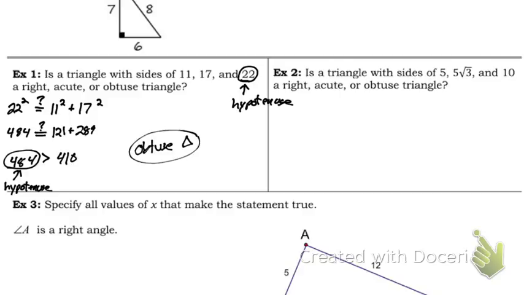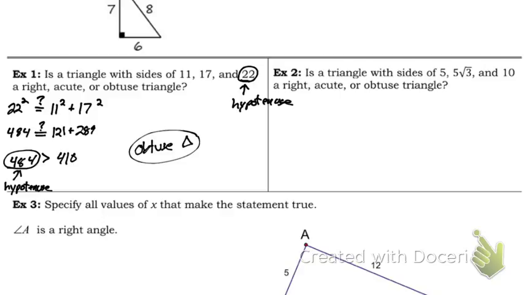All right, is the triangle with sides 5, 5 square root of 3, and 10 a right, acute, or obtuse triangle? What is my hypotenuse in this one, if I have 5, 5 square root of 3, or 10? Hannah? 10? Are you sure 5 square root of 3 isn't bigger than 10? Yes. How did you check that?